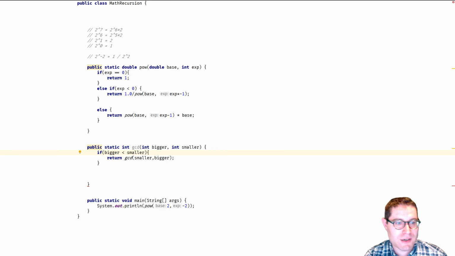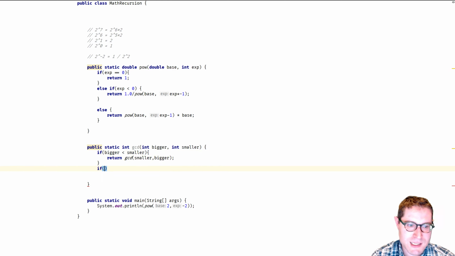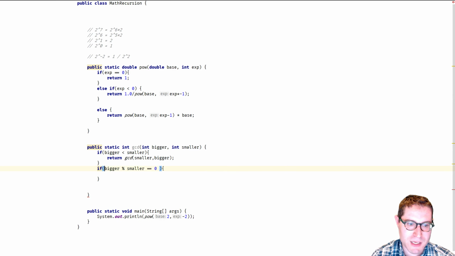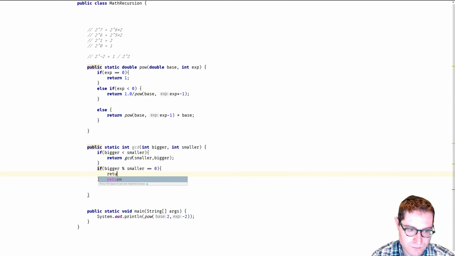So let's think of a base case, right? The base case here is if bigger is evenly divisible by smaller, which is simply saying that if we can take bigger, divide it by smaller, and we don't have a remainder, then congratulations, we have a number that's evenly divisible by another number, which means that smaller is the greatest common factor between these guys, right?